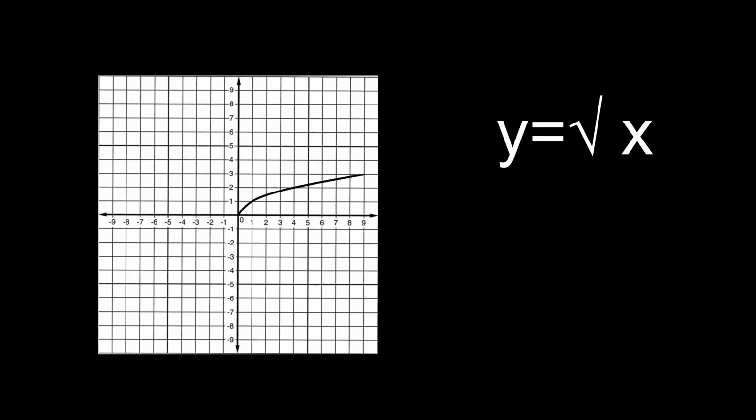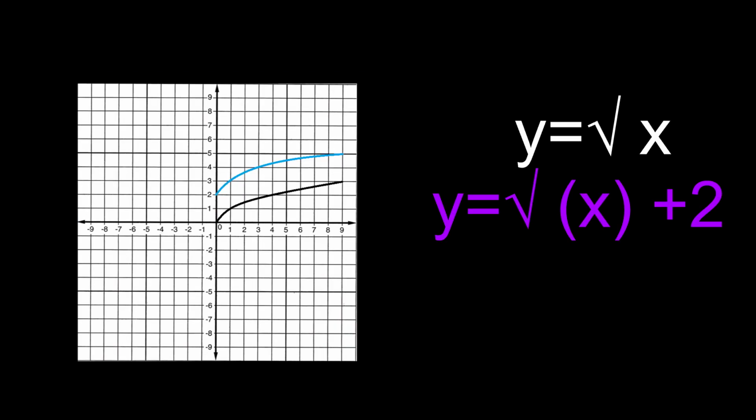If we want to move this graph up, we would add any number to the square root. For example's sake, let's move the graph up by 2. We would make the function y equals the square root of x plus 2. And this is what the graph would look like.